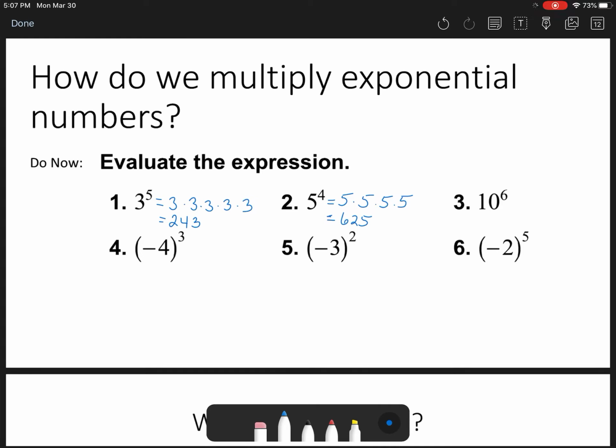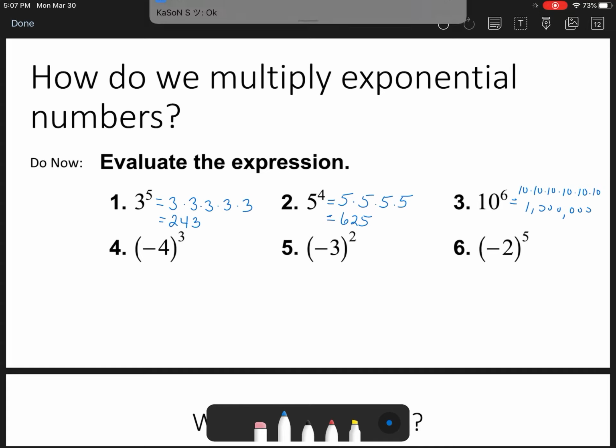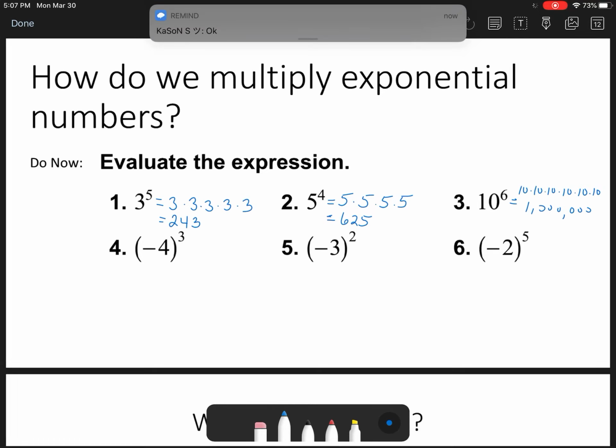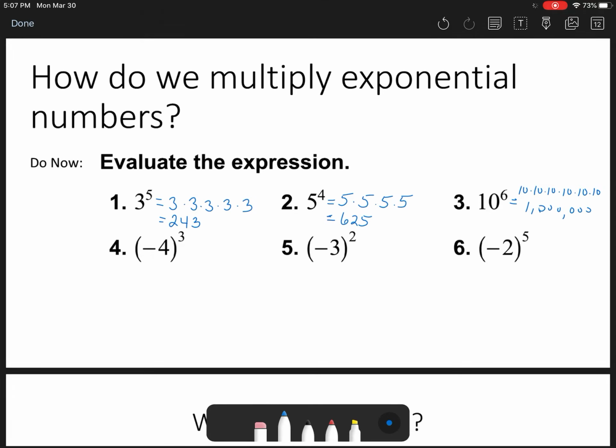10 to the 6th power is going to be 1 million. So that's 10 times 10 times 10 times 10 times 10 times 10. 1, 2, 3, 4, 5, 6. And that's going to equal 1 million. Notice when you have a number of base 10, the exponent is also the same amount of zeros that you have. Here we have 6 zeros and the exponent is 6. That's going to be the case every time.